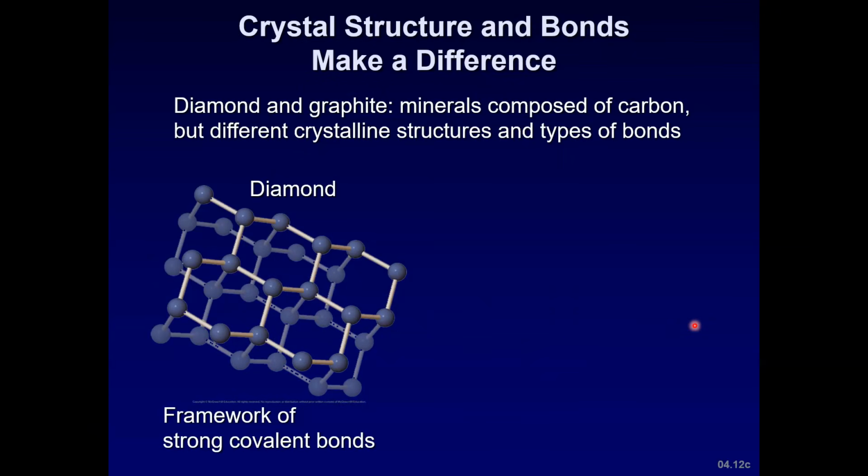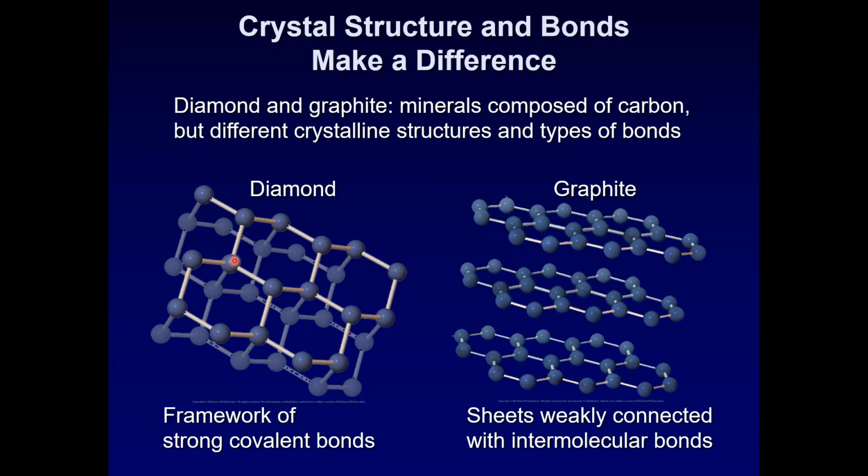So crystal structure and bonds do make a difference. Here we have diamond, and that's a framework of strong covalent bonds sharing. And then graphite. It's also composed of carbon like diamond. Graphite has sheets of weakly connected atoms with intermolecular bonds. So that comes apart very easily versus the diamond structure, which does not. So it makes a difference what type of bond these atoms have.